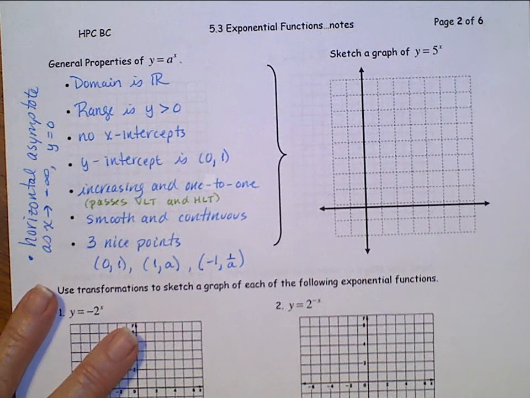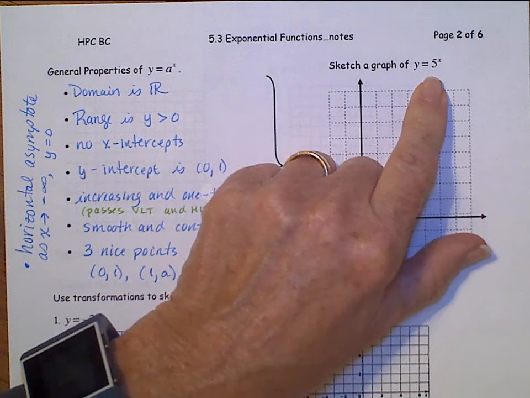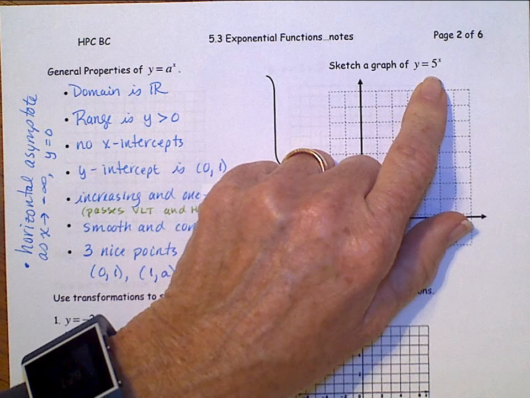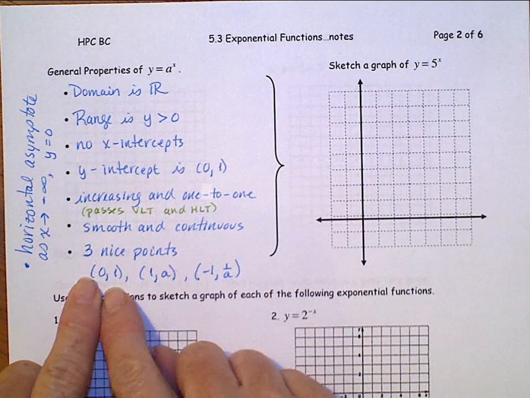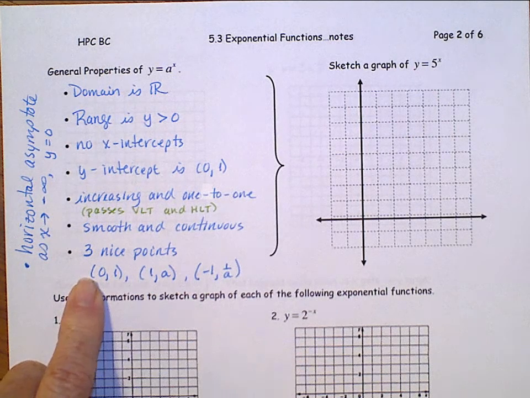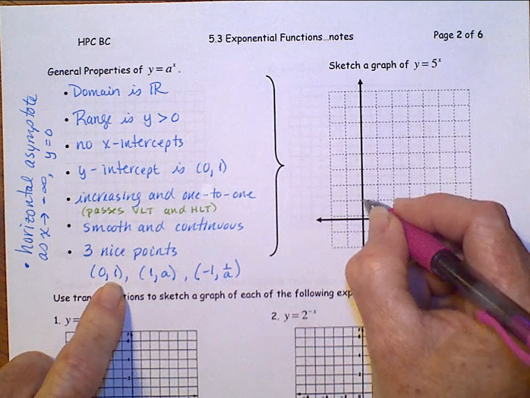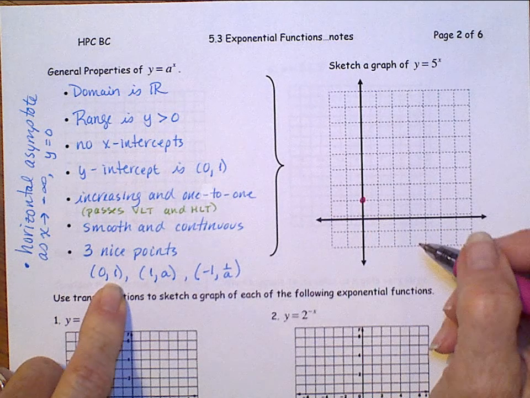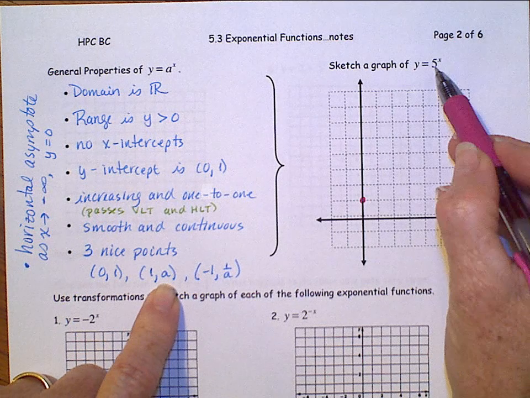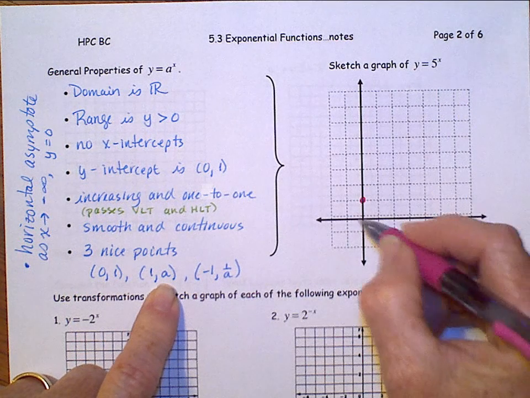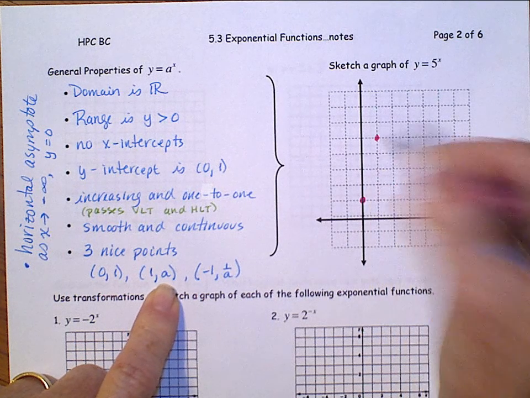All right, let's use some of these ideas over here to sketch a graph of y equals 5 to the x. We know the general shape, and we have this idea about 3 nice points. So y equals 5 to the x, one nice point is 0, 1. Got it, right there, 0, 1. 1, a. Well, a is 5. So 1, 5. 2, 3, 4, 5. Right there is 1, 5.